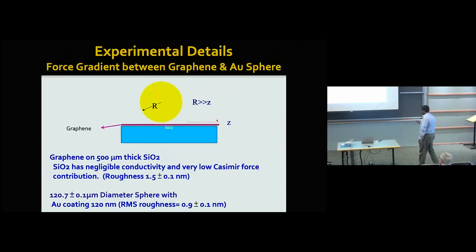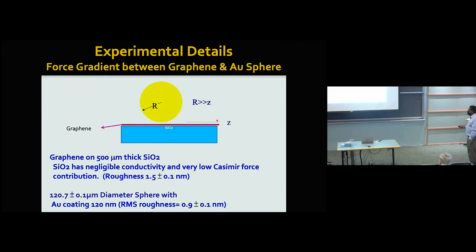So in the latest version of the experiment, what we did was we got rid of the silicon and made all SiO2 now, and then put the graphene on top and repeated the measurement with the higher sensitivity system that we now have. So we put the graphene on 500 micron thick SiO2. Of course, the SiO2 has negligible conductivity and very low Casimir force, so we eliminated error bars associated with that.